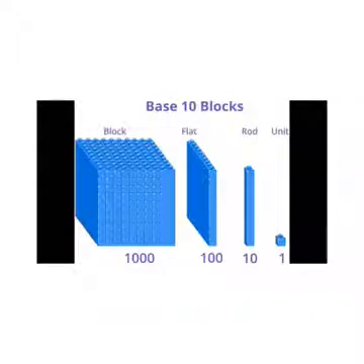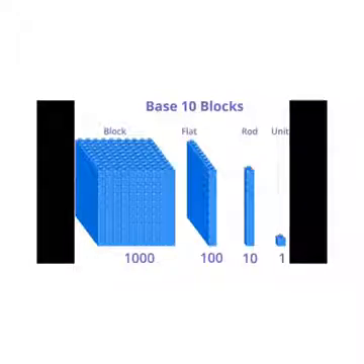Okay, so let's go to the rods. Each rod is worth 10. If you count, there's 10 squares. If you look at the flat, it takes 10 of those rods to make a flat. And it proves 10 times 10 is 100. It would take 100 of those to make the thousands block. So you can see that place value relationship.